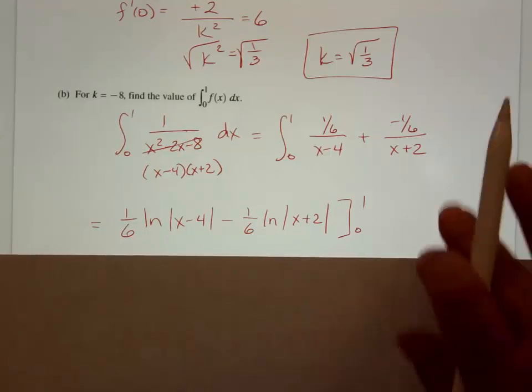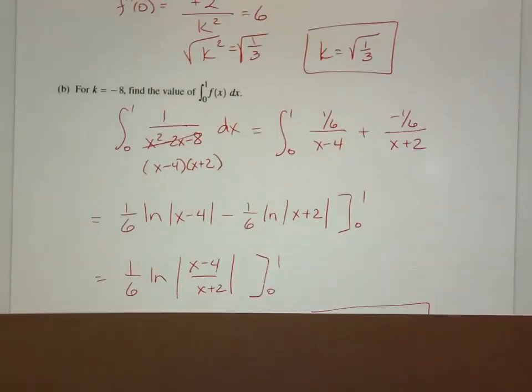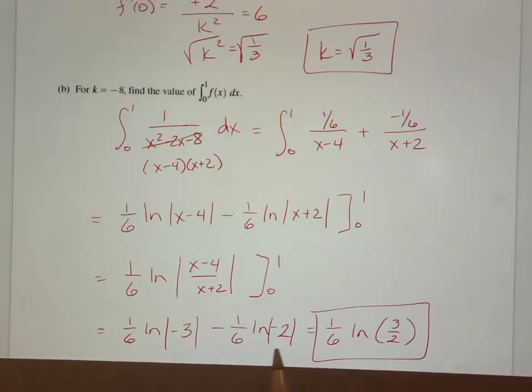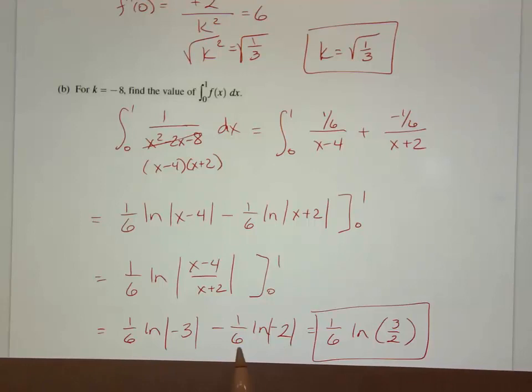But I went ahead and made it into a single fraction first because it's subtraction from 0 to 1. So you plug in 1 and you get a negative 3 in the absolute value, and you get a negative 2 in the absolute value, and it's very important that they're an absolute value because you really can't take the ln of a negative number. So when you combine them, you end up with 1/6 ln of 3/2.